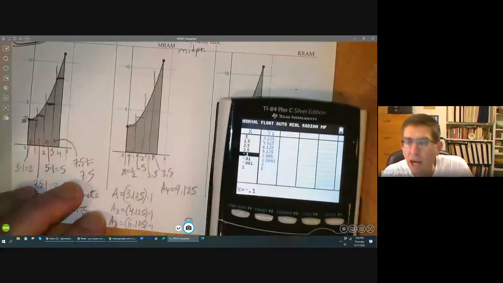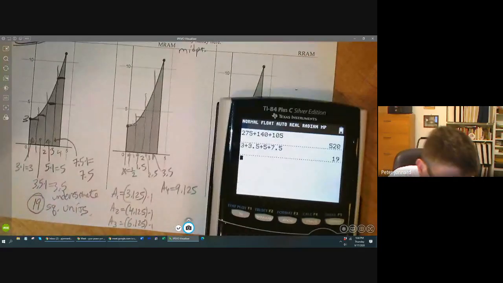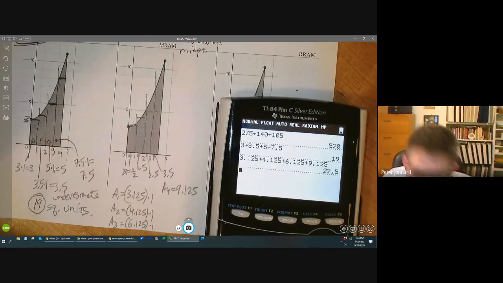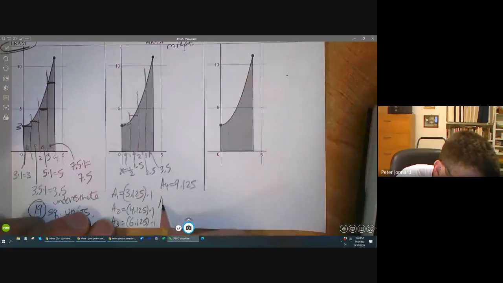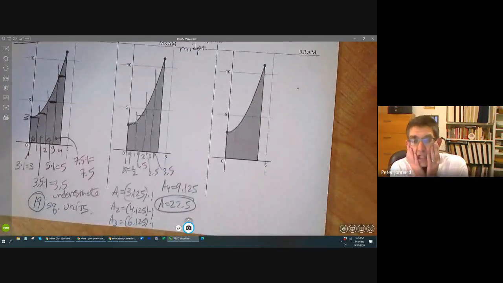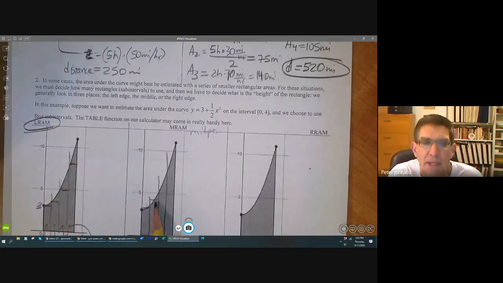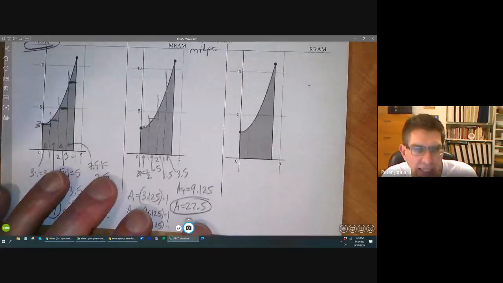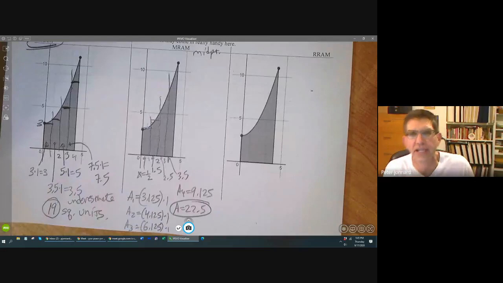Okay, so I'm going to add all of those up. So we have 3.125 plus 4.125 plus 6.125 plus 9.125. Now, this is a more accurate estimate of the area, 22.5. So this area is 22.5 units, okay? And then it may ask you, is this going to be an overestimate or an underestimate? And that gets a little tricky if you're going for the midpoint, okay? Does this area cancel and so on? In a moment, I'm going to show you how to get the exact area, and we can come back and decide if this was an over or underestimate.